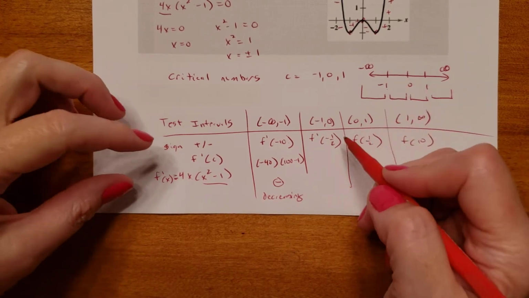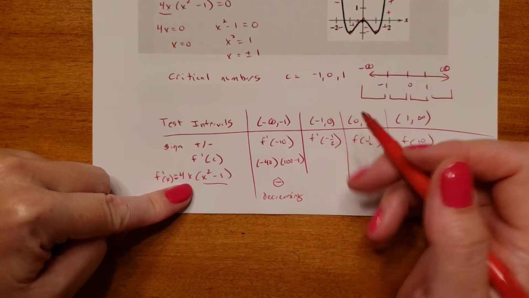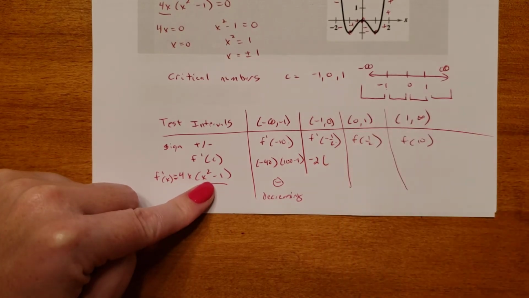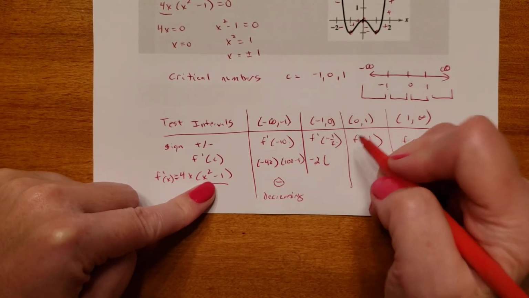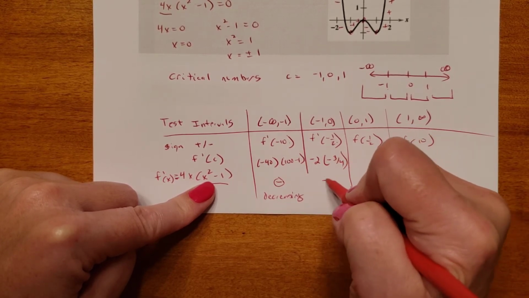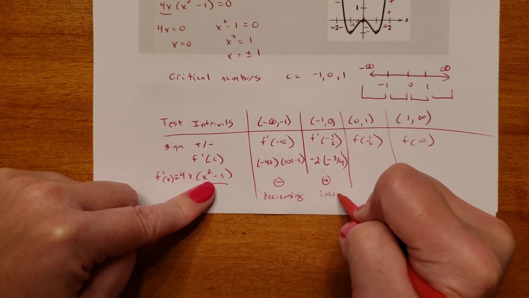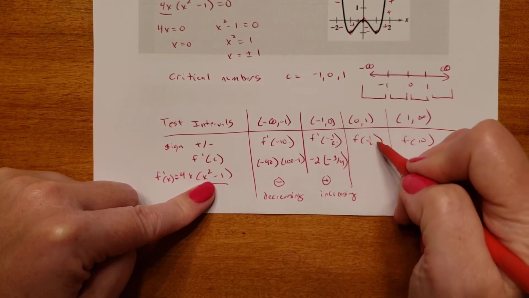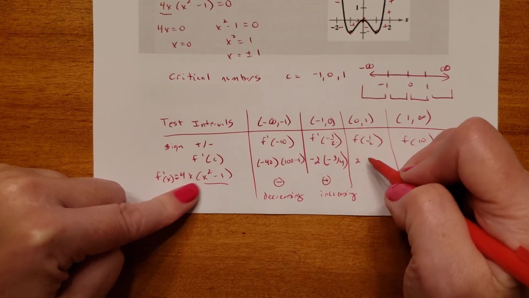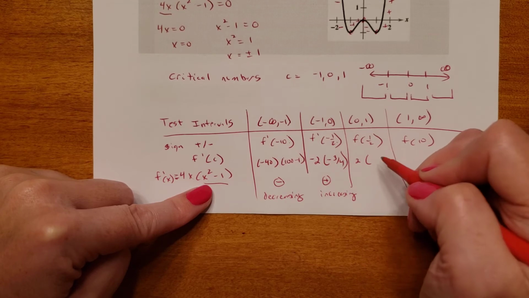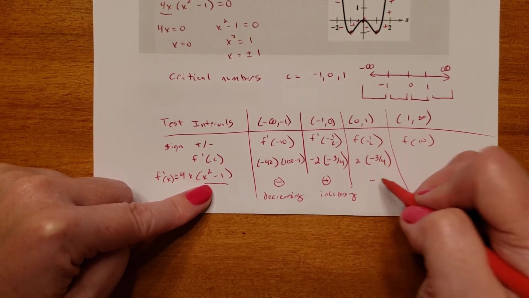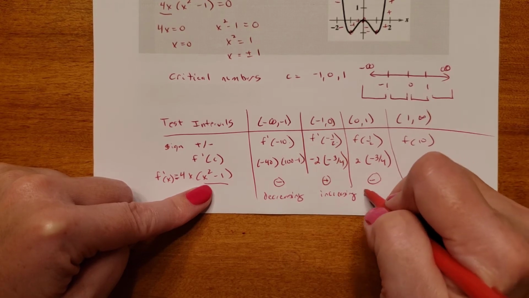All right, and then negative 1/2 times 4 would give you negative 2. And then negative 1/2 squared is positive 1/4. Minus 1 is negative 3/4. So you have two negatives, so it's a positive. So on this interval, it's increasing. Put in the number 1/2. A half times 4 is 2. And then a half squared is a fourth. A fourth minus 1 is negative 3/4. So you got a positive times a negative, which is negative. So it's decreasing again.